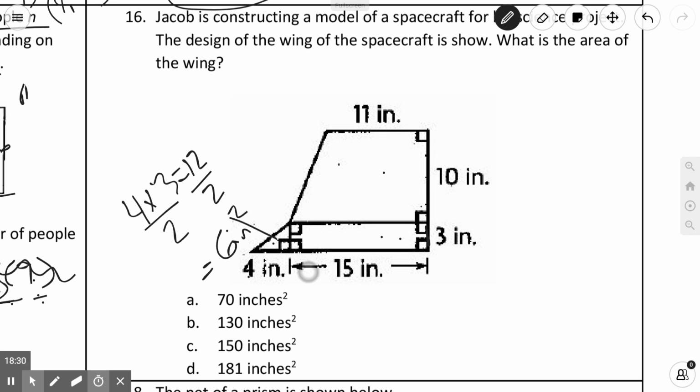Let's look at my rectangle. This is 15 by 3. So that's 15 times 3, and it's just a rectangle, so we don't have to divide. And that equals 45 inches squared.